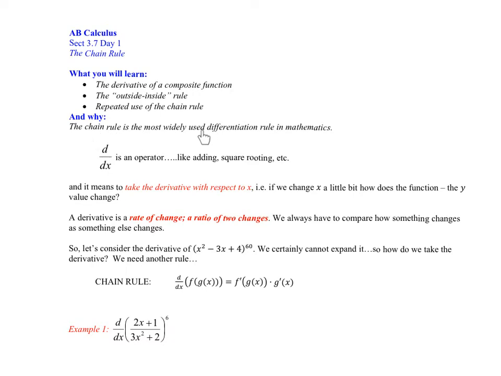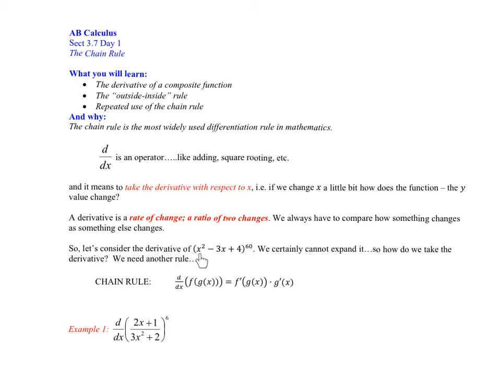The chain rule is the most widely used differentiation rule in math. This operator, d dx, is like adding, square rooting, or some other operation. We're just performing the derivative with respect to x. It means to take the derivative with respect to x. So if we change x a little bit, how does the function or the y value also change? The derivative is a rate of change, a ratio of two changes. We always have to compare how something changes as something else does.